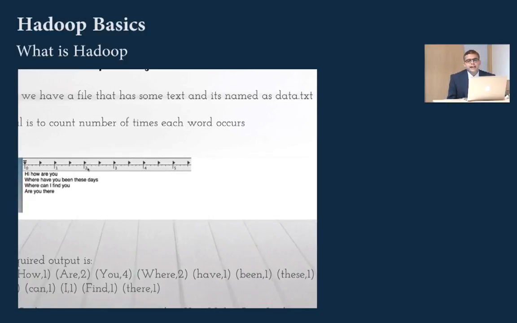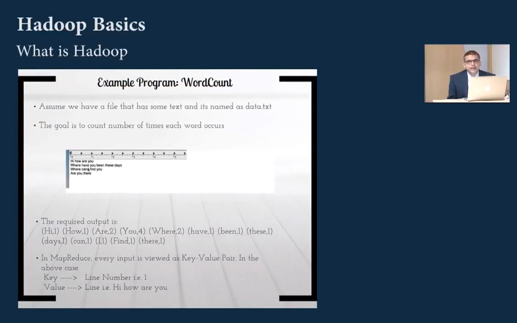Now what we are trying to do is count the number of times each word occurs. So our expected output is hi one, how one, R2, U4 and so on. In MapReduce, each record is viewed as a key value pair. In this case, the line number or the byte offset is our key and the value is the entire line. So we have 4 key value pairs here, 1 comma hi how are you and so on.